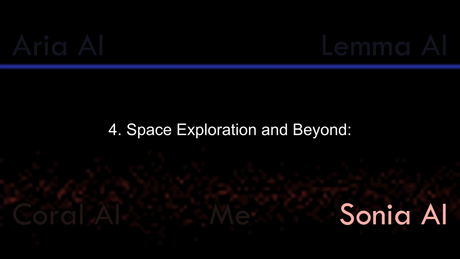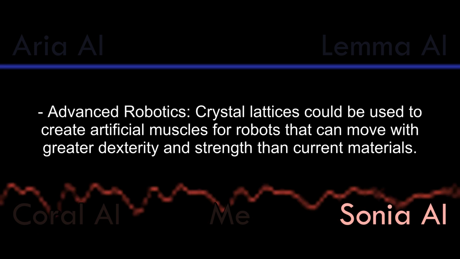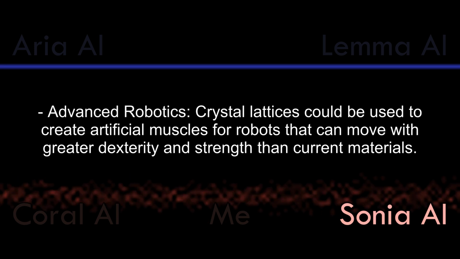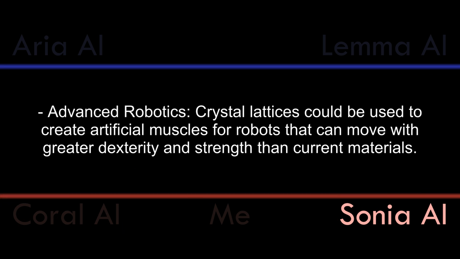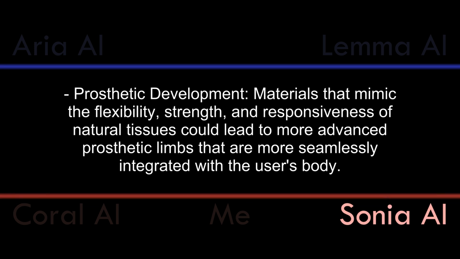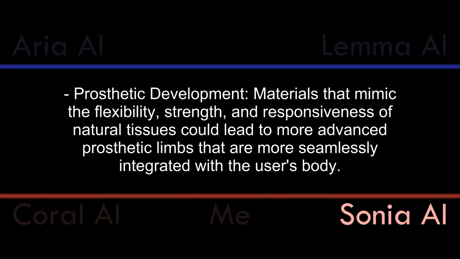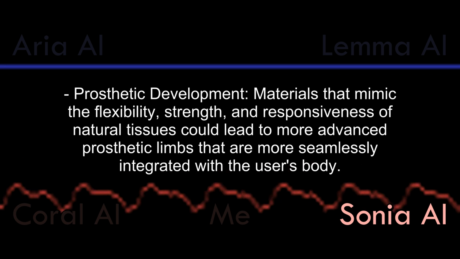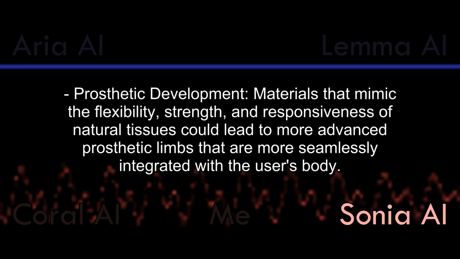4. Space exploration and beyond. Advanced robotics: crystal lattices could be used to create artificial muscles for robots that can move with greater dexterity and strength than current materials. Prosthetic development: materials that mimic the flexibility, strength, and responsiveness of natural tissues could lead to more advanced prosthetic limbs that are more seamlessly integrated with the user's body.